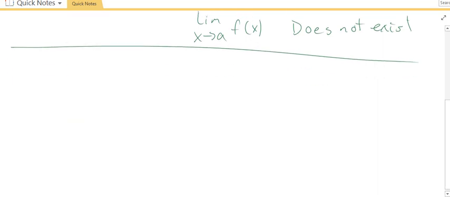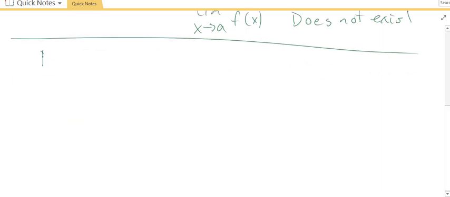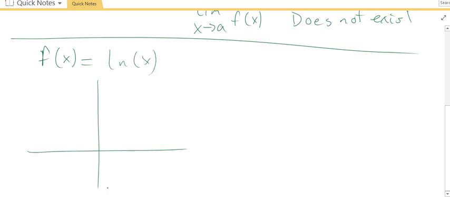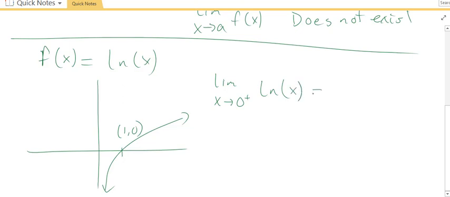A couple of examples that you've probably seen the graphs of before that might be important would be the function the natural logarithm of x. So remember that this graph looks like this with this point happening at (1, 0). And it's got this vertical asymptote happening at the y-axis. So in this example, we would say that the limit as x approaches 0 of ln of x is actually equal to negative infinity here.